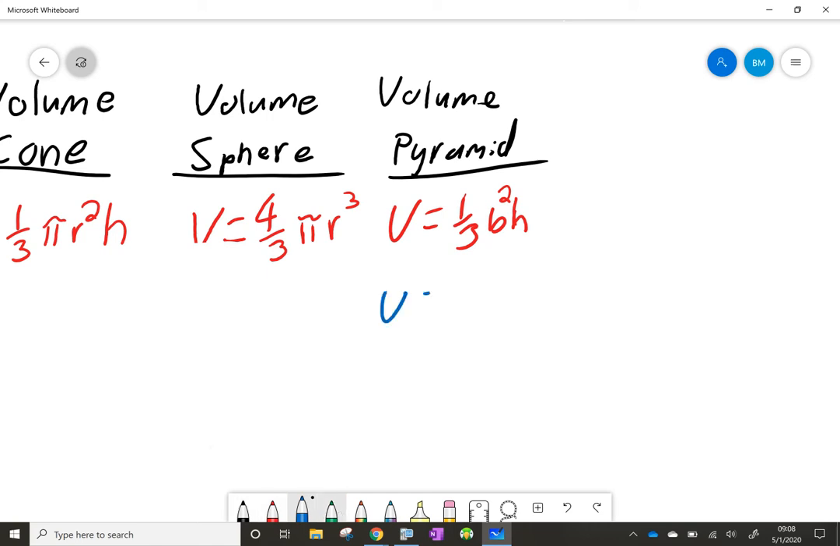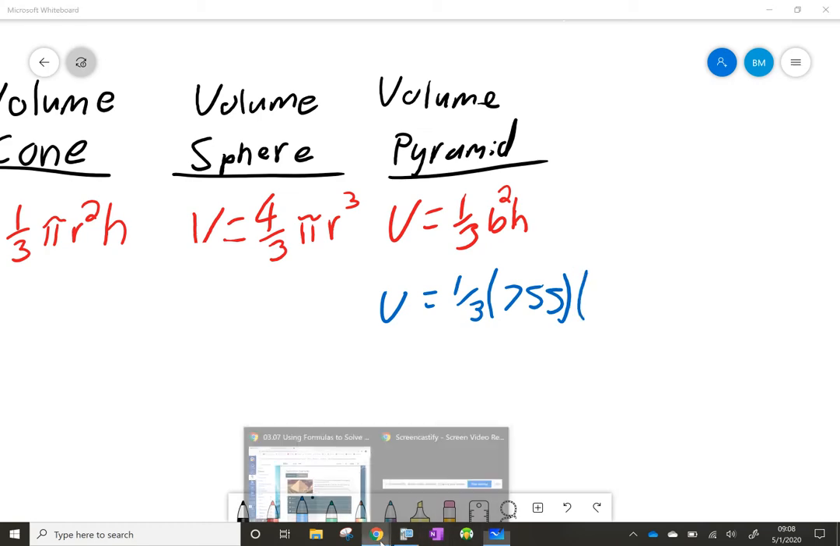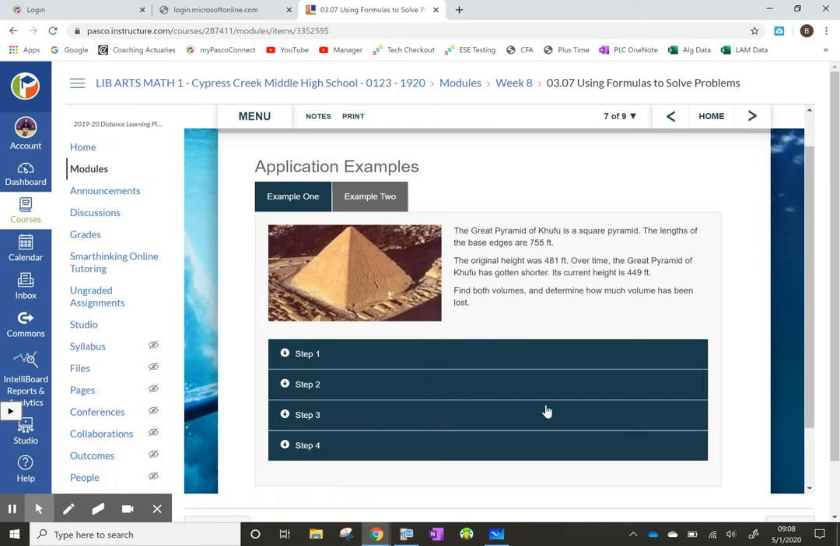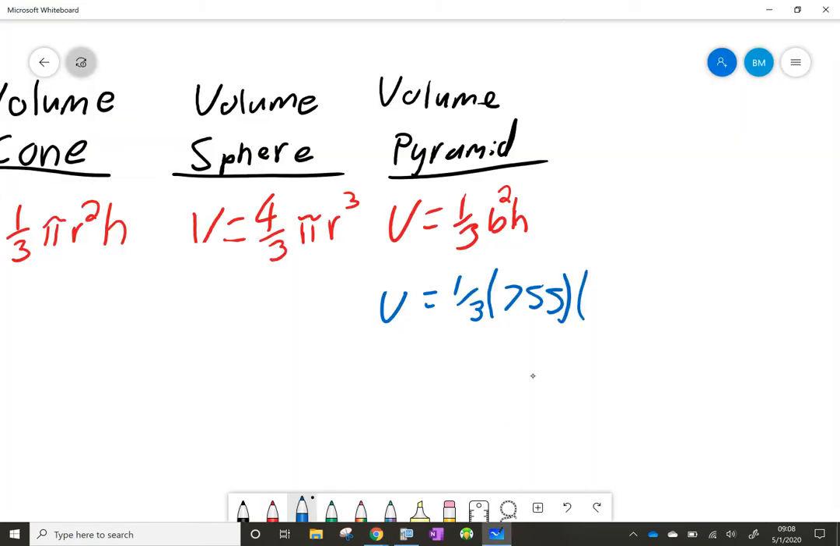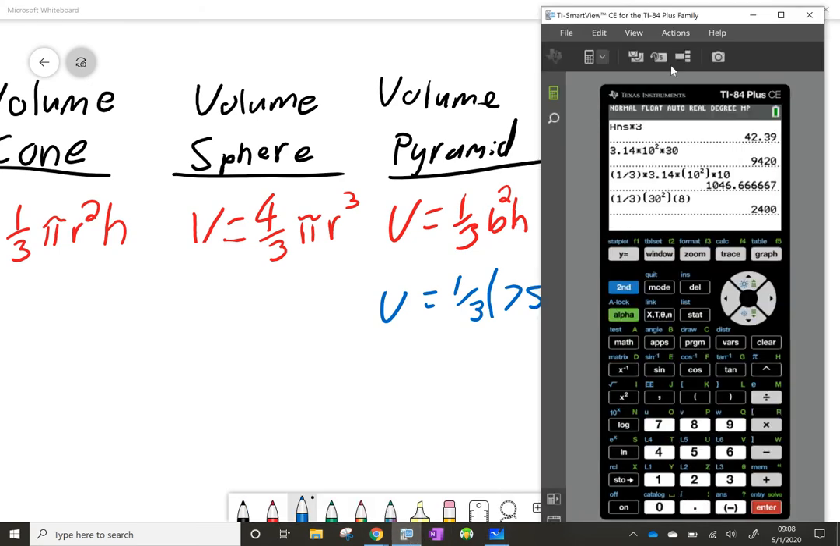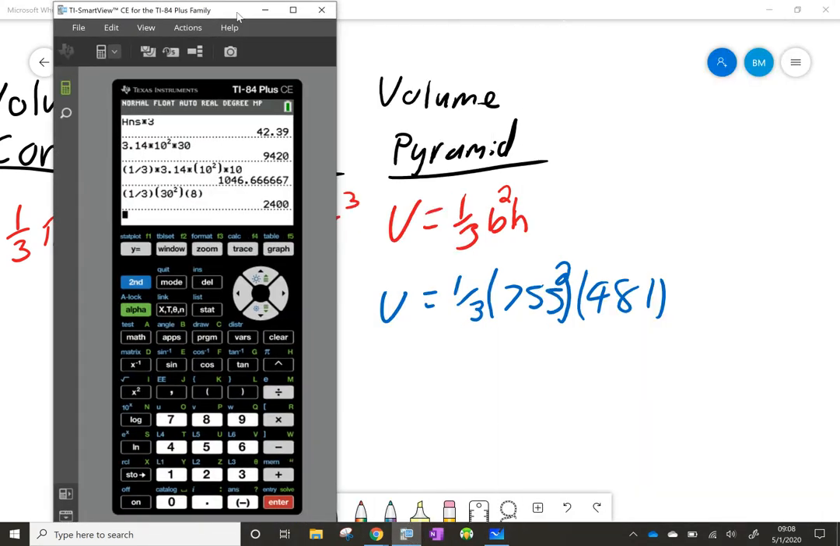So the volume is equal to 1/3. The base was 755. And the height, let's do the original height first. The original height was 481 feet. Now remember, we have to square this base. Don't forget that. That's why I mentioned it previously. So 755 squared and then times the height of 481. So it's going to be a huge number. But we'll take our calculator and we'll see what we get.